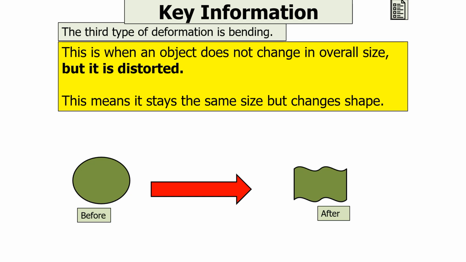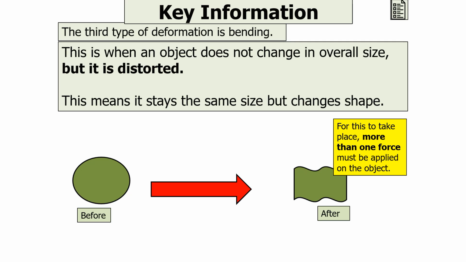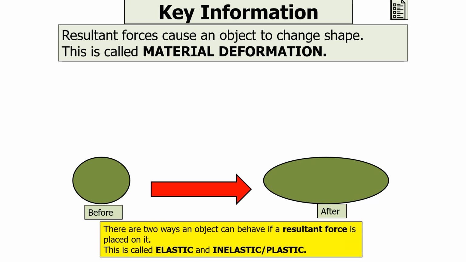This is when an object does not change in overall size, but it is distorted. So this means it stays the same size, but it changes shape. Now for this to take place, more than one force must be applied on the object. So it doesn't matter if it's extension, if it is compression, or if it is bending.